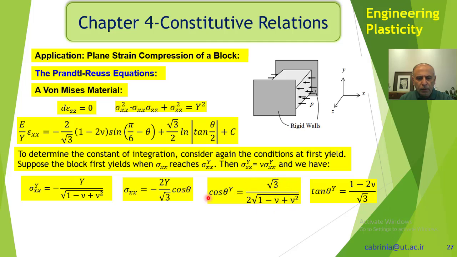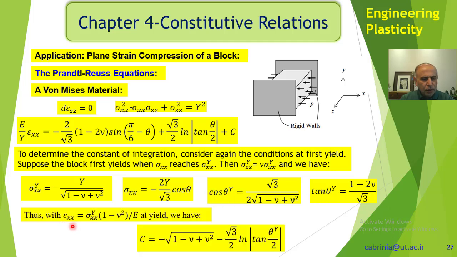Okay, and obviously tan theta y, you can get it from cos theta y. Here with epsilon xx, sigma yy, sigma xxy times 1 minus mu squared over E. Again, this we obtained in previous slides. This is just the elastic relationship, but we have put in the value for sigma xxy. Okay, so that's the point of yielding.